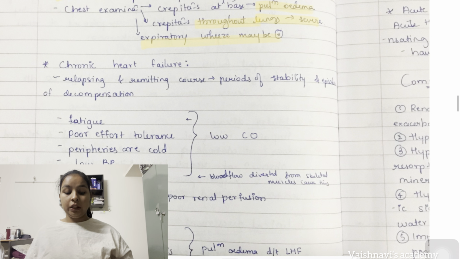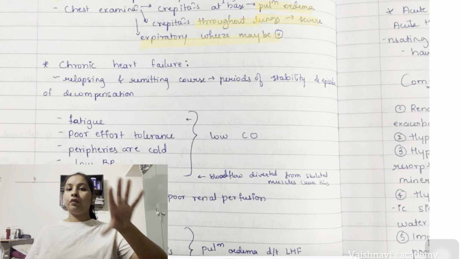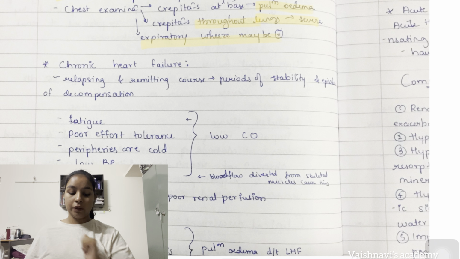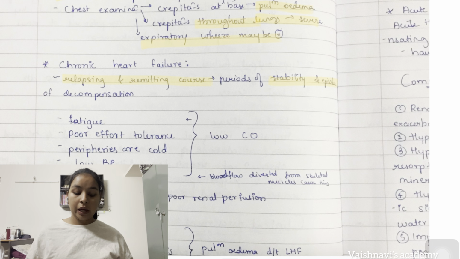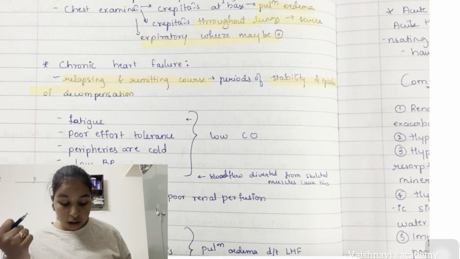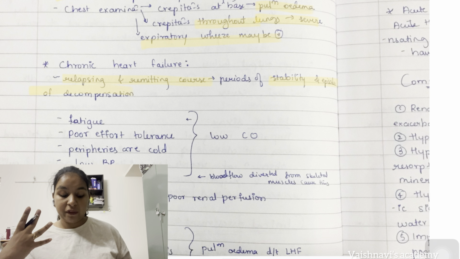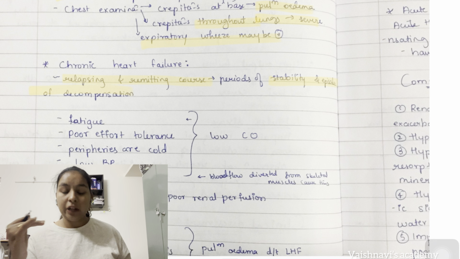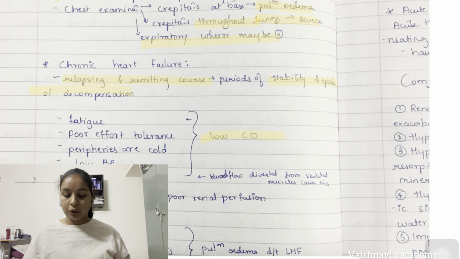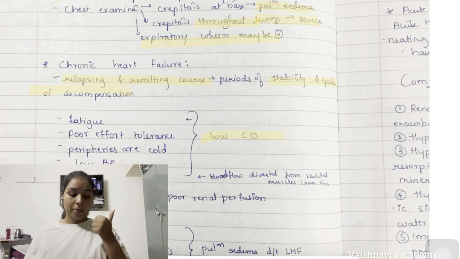Okay. This is how we understand a person is having acute heart failure. Now, what do we see in chronic heart failure? There is a relapsing and remittent course, periods of stability and episodes of decompensation. The person might have fatigue, poor effort tolerance, peripheries are cold, low BP, and weakness. These all are the signs of low cardiac output. What are the signs of low cardiac output? Fatigue, poor effort tolerance, peripheries are cold, low BP, and weakness.